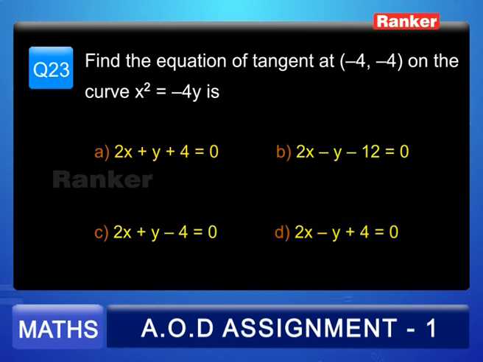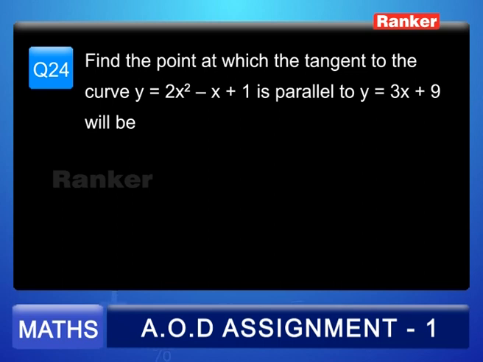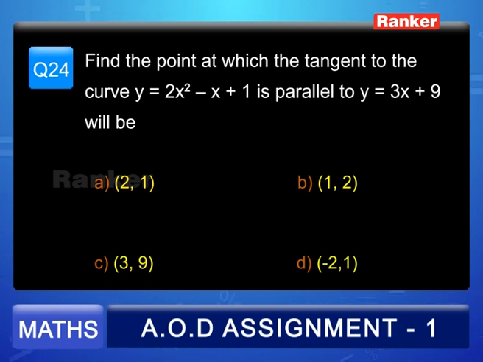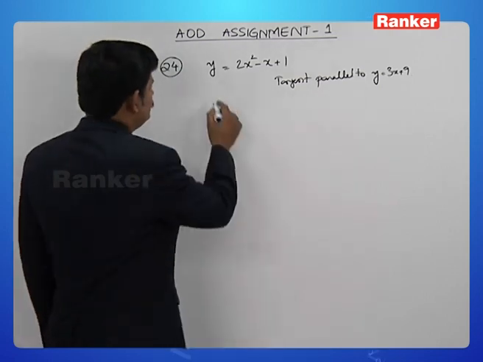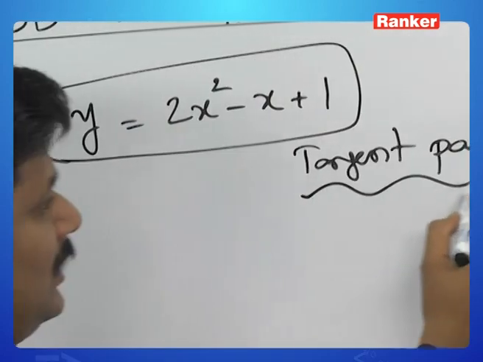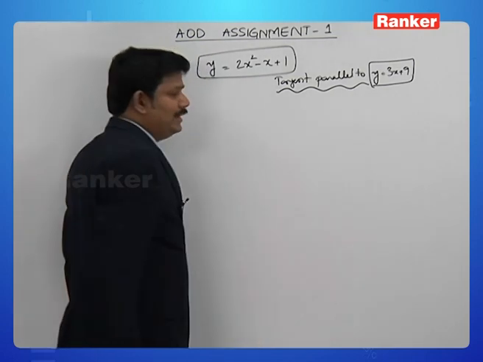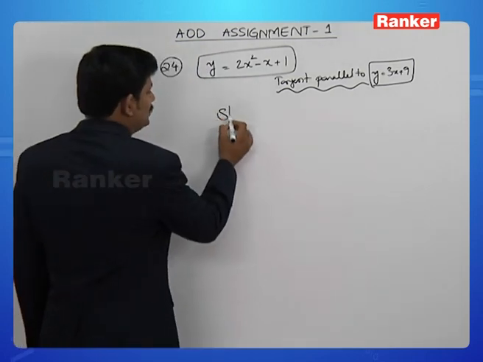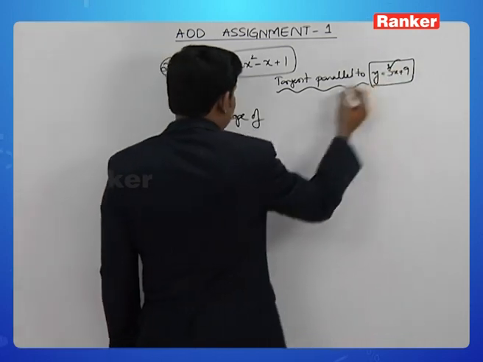Next question: find the point at which the tangent to the curve y equals 2x² minus x plus 1 is parallel to y equals 3x plus 9. Option A: (2, 1), option B: (1, 2), option C: (3, 9), and option D: (-2, 1). We need to find the coordinates of the point on the curve y = 2x² - x + 1 at which the tangent is parallel to the line y = 3x + 9. That is, the slope of the tangent has to be 3.